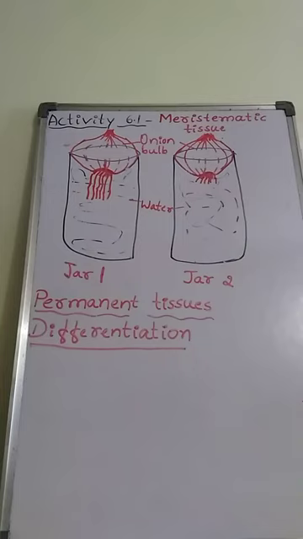The cells of the permanent tissues may be living or dead. And the cells of permanent tissues are meant to perform a particular function. This is about the characteristic features of permanent tissues.